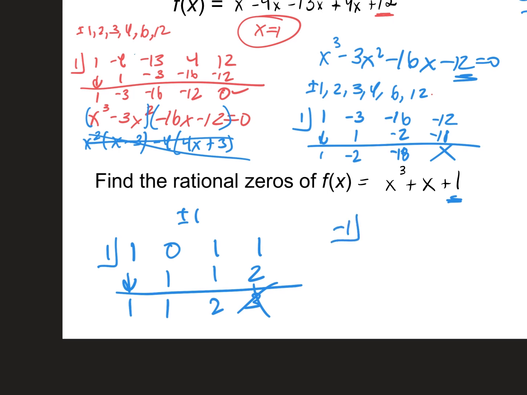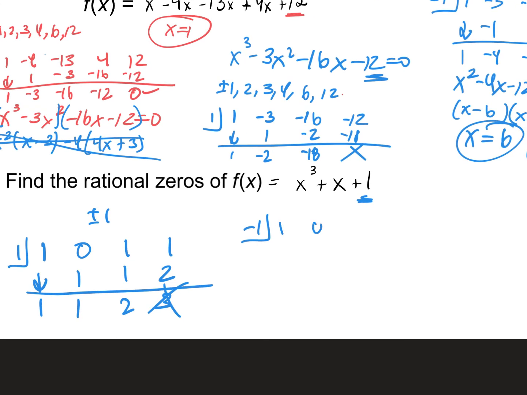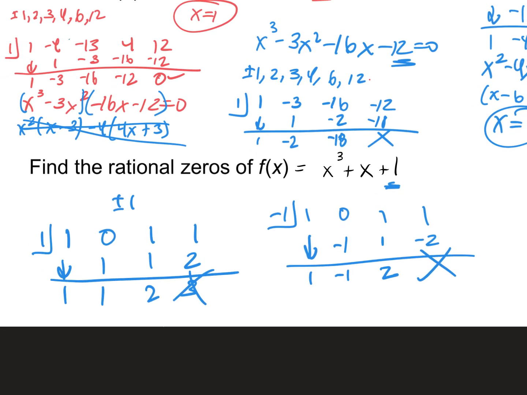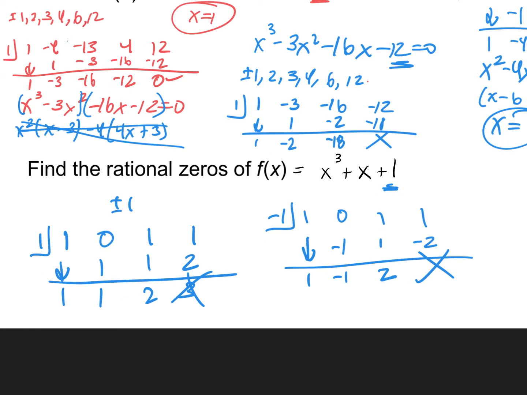Now I'm going to try negative 1. 1, 0, 1, 1. Bring down my 1. 1 times negative 1 is negative 1. 0, negative 1 is negative 1. Negative 1 times negative 1 is positive 1. 1 plus 1 is 2. 2 times negative 1 is negative 2. This is not a factor. So in this case, guys, there are no rational zeros. If you have any zeros, they're going to be imaginary. So you would say no real zeros for something like this.